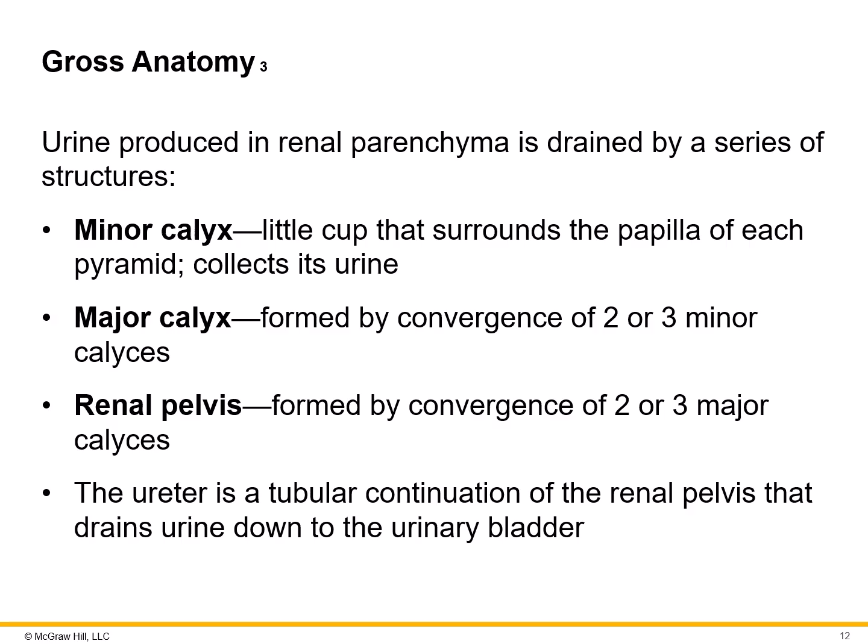Then we have the major calyx. So when you have 2 or 3 of these minor calyxes converge, we call it a major calyx. It drains into the renal pelvis, which will drain into the sinus, which will then drain out into the ureter.